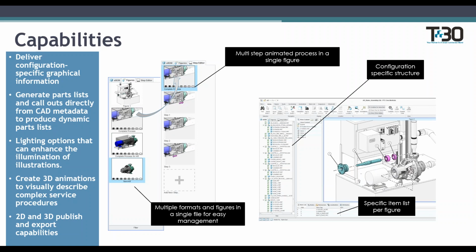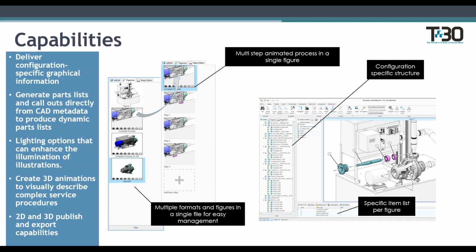In each figure, you can change the lighting option by adding or taking away multiple lighting sources to enhance the illumination of your illustration. You can create animation. You can create 3D animation or 2D step-by-step sequences. You can use these sequences and animation for an augmented reality, AR experience that you can give to your technician in the field. That experience can give your technician the extra confidence that they have all the tools they need to get the job done.